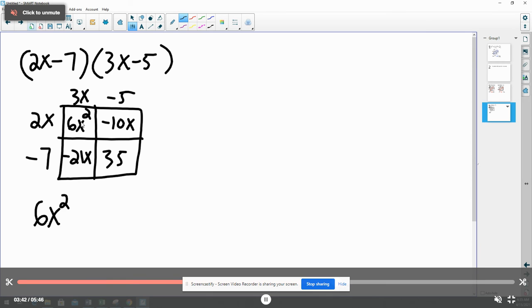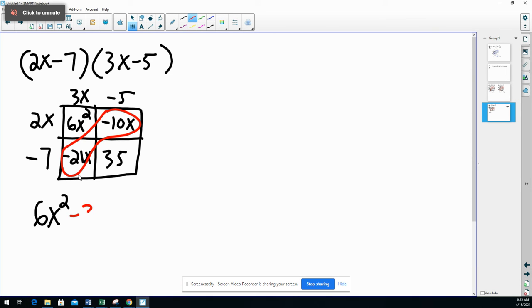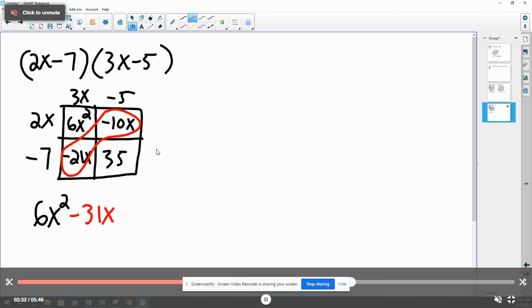So we'll have 6x squared. Now we're combining two negatives, so it'll be a bigger negative. So this will be negative 31x. And then plus 35 gets stacked on the end.